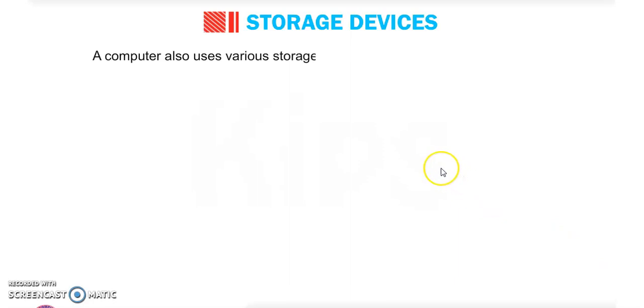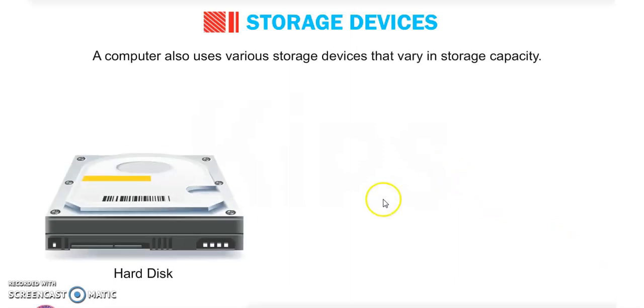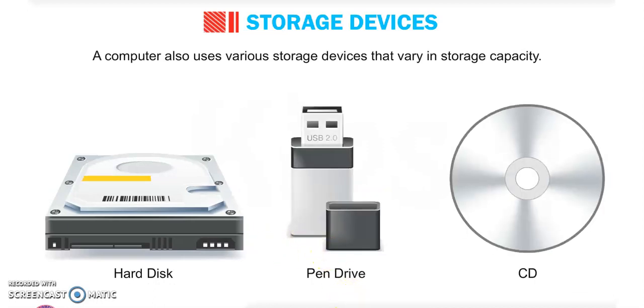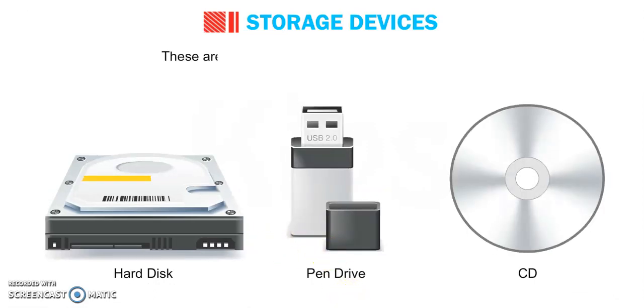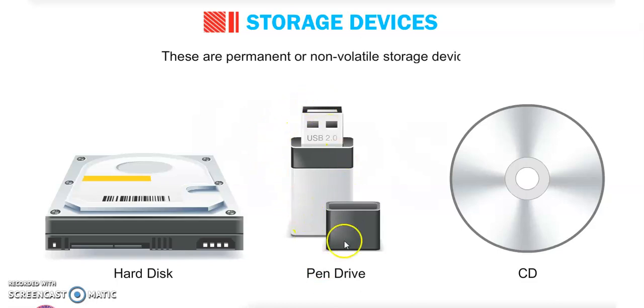A computer also uses various storage devices that vary in storage capacity, like hard disk, pen drive and CD. These are permanent or non-volatile storage devices. Data is stored permanently: after the computer is switched off or turned off, data will not be erased from the hard disk, pen drive or CD if we save our file.